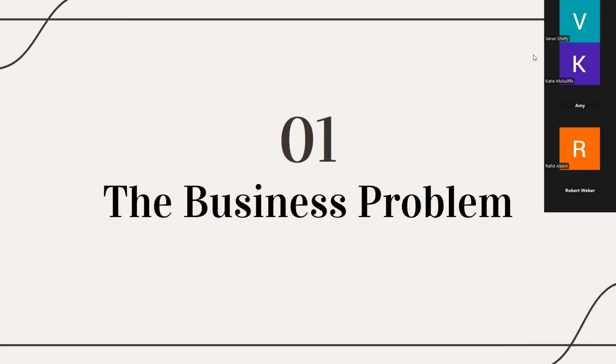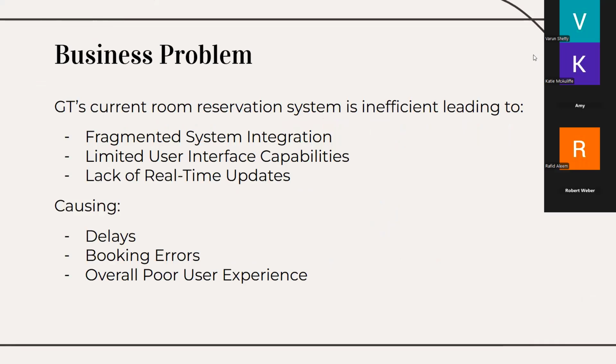And moving into the business problem, we looked at the Georgia Tech reservation system. Like I said, it's very inefficient, leads to a fragmented system integration, limited user interface capabilities, and a lack of real-time updates. This causes delays, booking errors, and overall poor user experience and headaches for users on the student and faculty side.